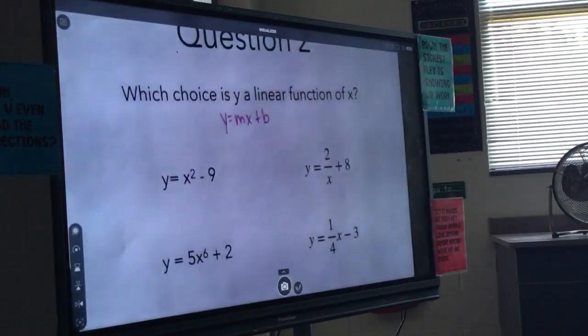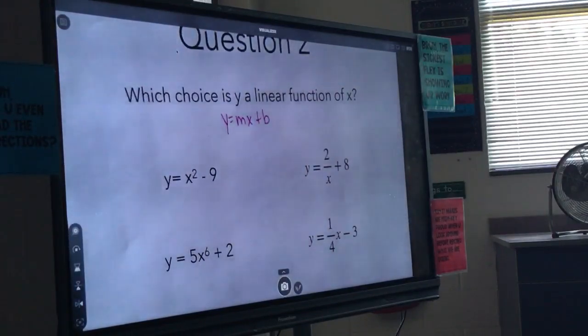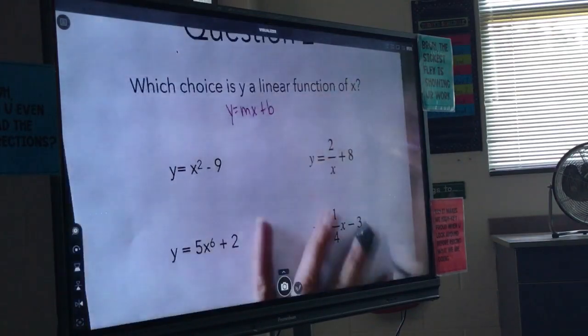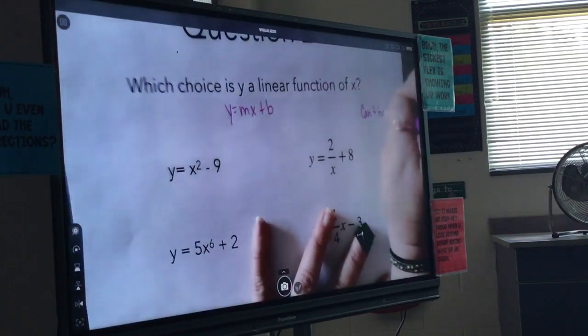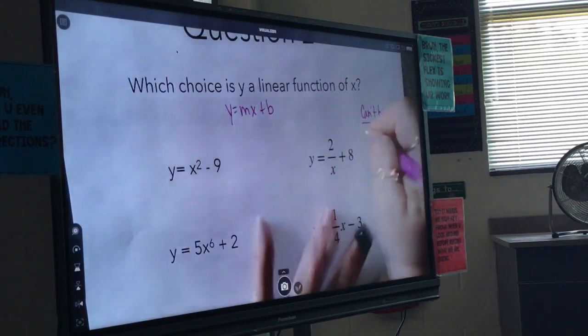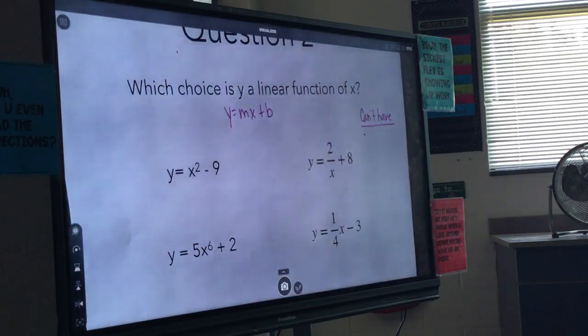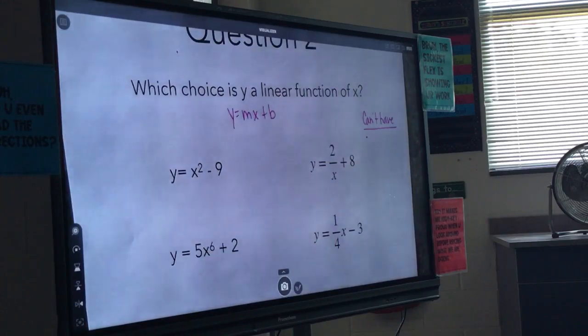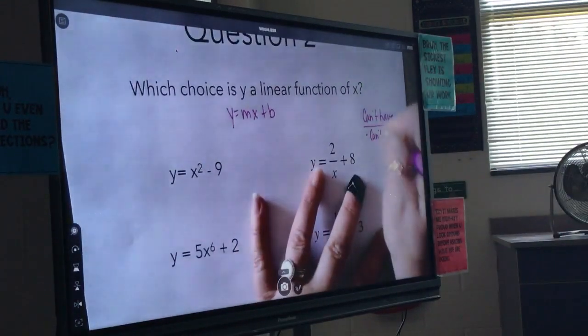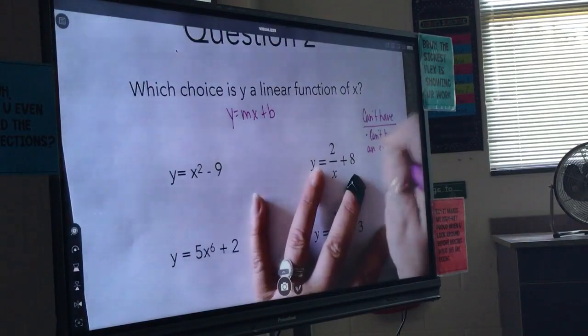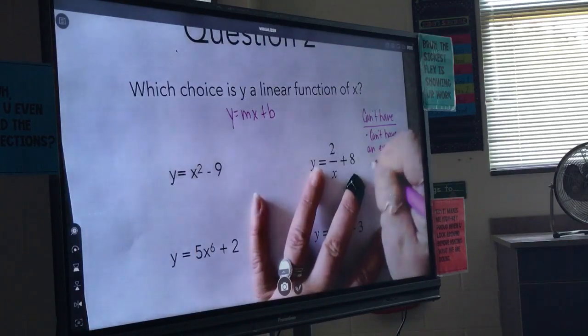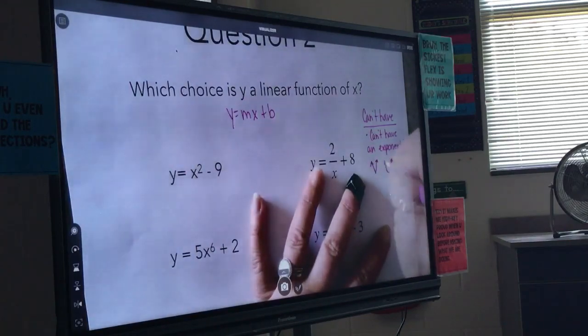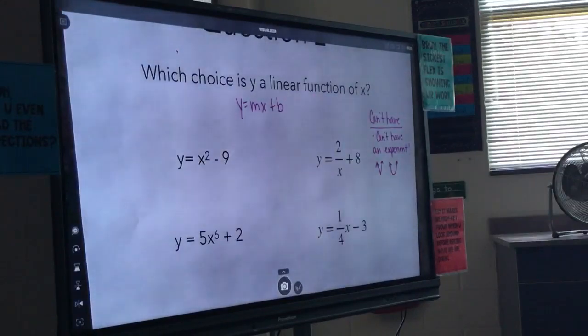So some things that it cannot have in order for it to be a linear function. So I'm going to put it over here. It can't have a couple of things. What is one thing based off of our formula that it cannot have? Exponent. Yes. So it can't have an exponent. If it has an exponent, it's going to be a graph that looks like this or like this, okay? We want straight lines. Those are not straight lines, okay? So it cannot have an exponent.